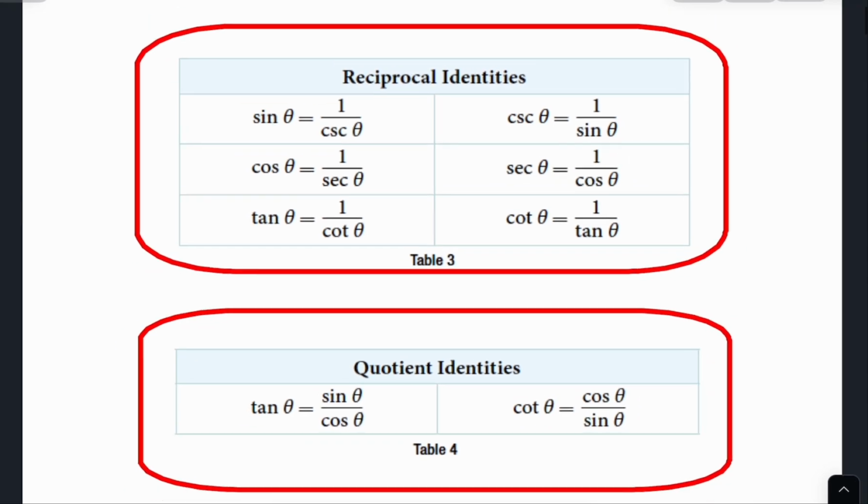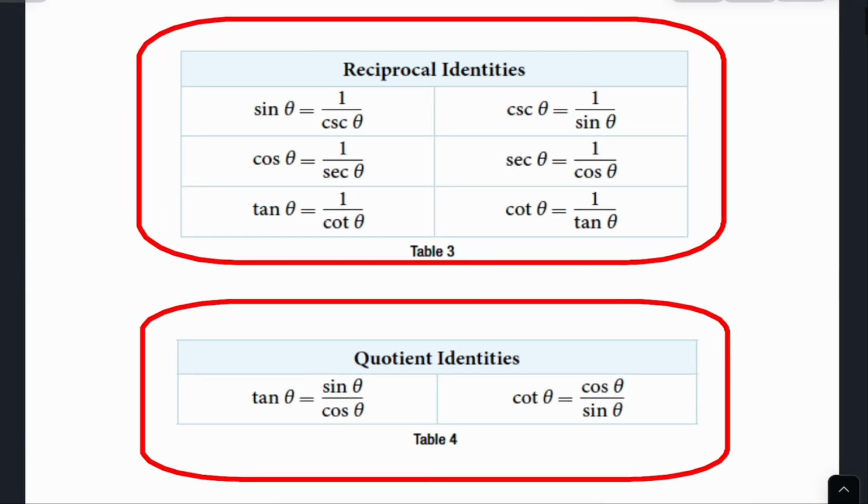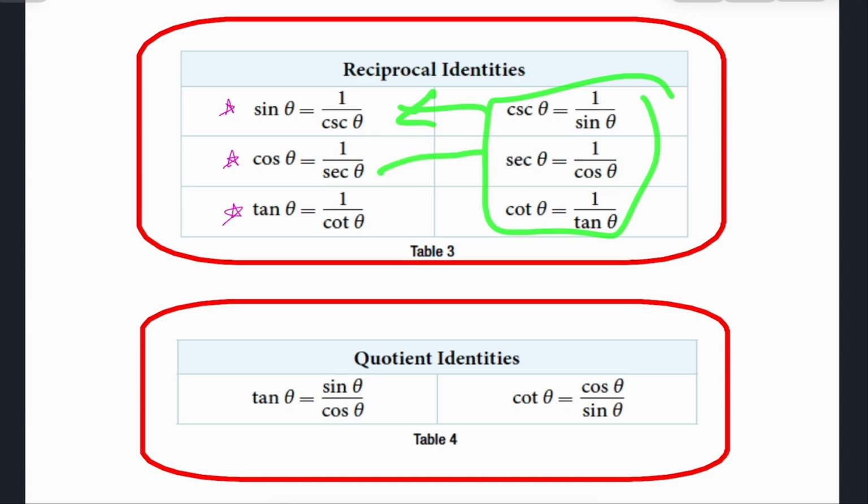The next facts that you will have memorized are the 3 that you see here. Sine is 1 over the cosecant. Cosine is 1 over the secant. Tangent is 1 over the cotangent. Now, why do you not have to memorize these? Well, they're just the flip-flop of the ones you see there.